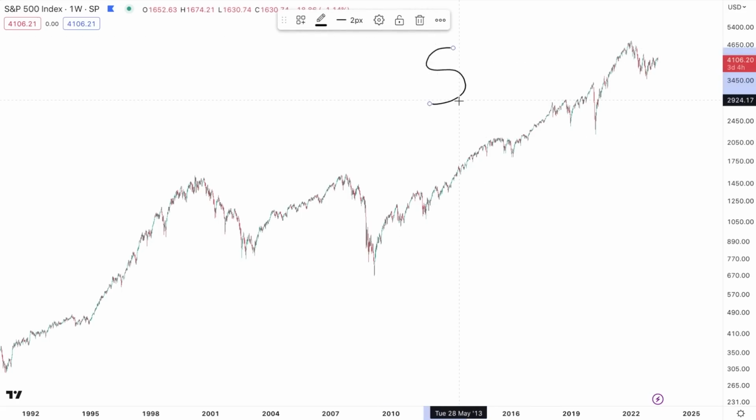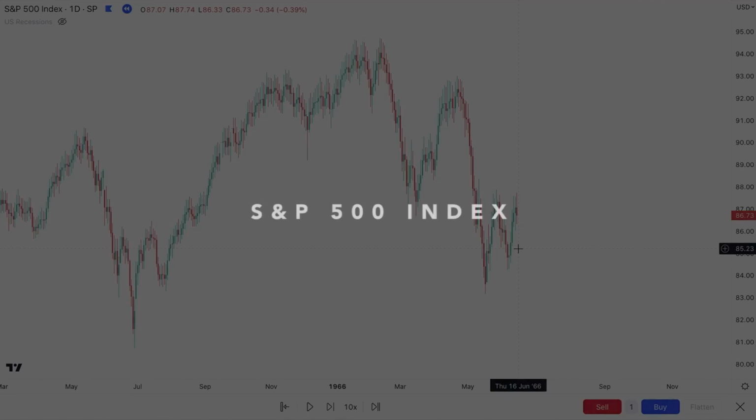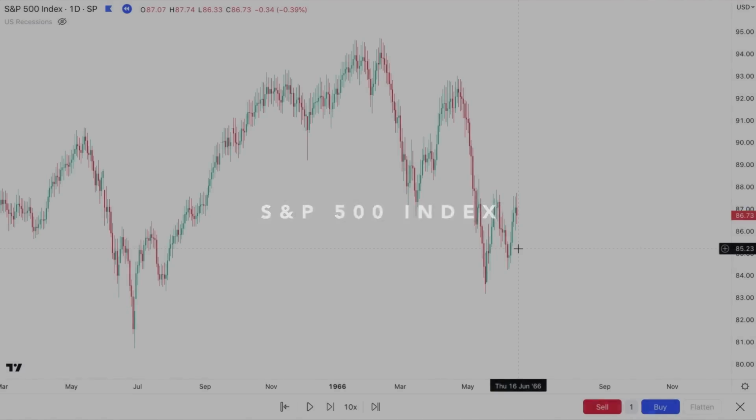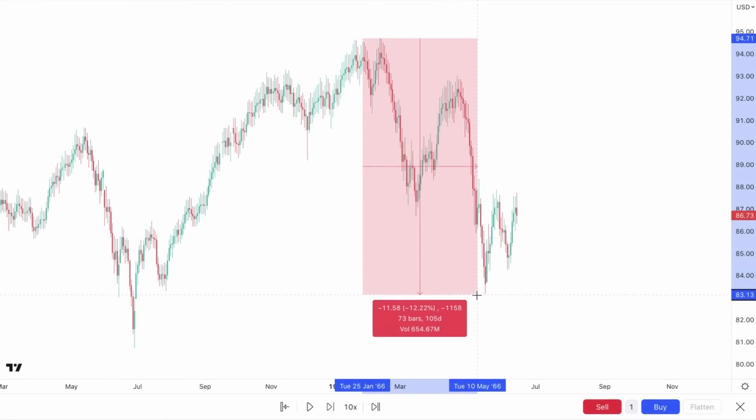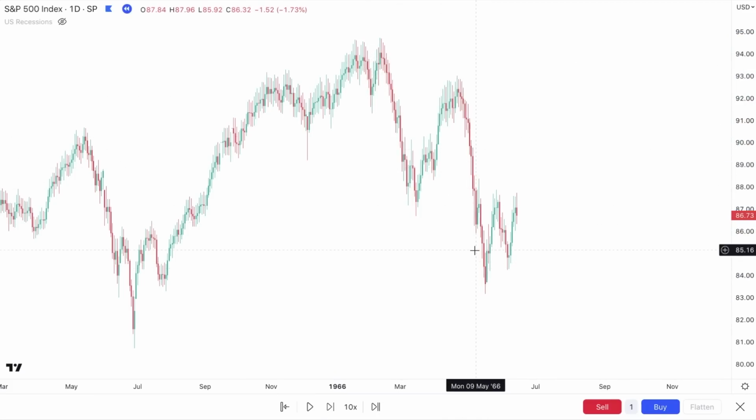Now, without further ado, let's get right into it. So let's flash back to June 1966. Now, the market had already moved down significantly, around 12%, so smaller move than what we saw in 2022. But you're going to see there's a very interesting technical structure here.